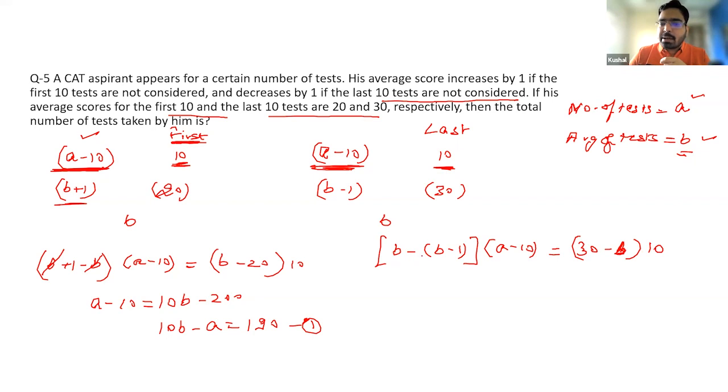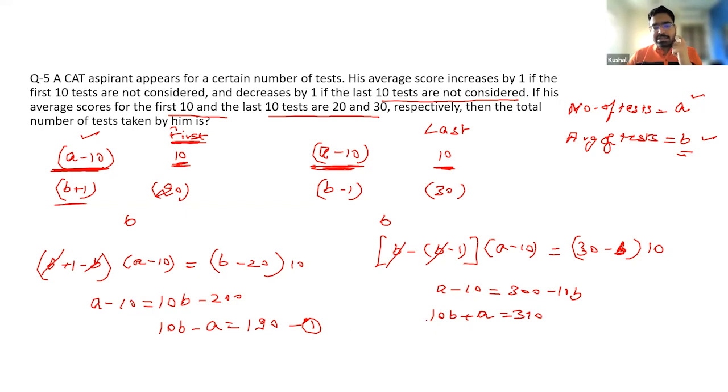Let's just solve this. B minus (B minus 1), right? So B will get cancelled out over here. You will get plus 1. So you will get A minus 10 equals 300 minus 10B. So what we will get over here is 10B plus A equals 310.